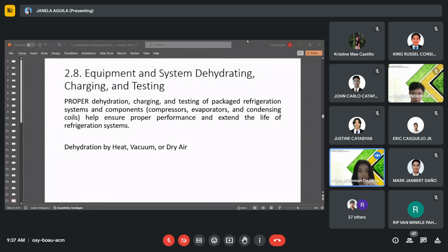Lastly is the testing. Ito sa testing, it checks the system if it has leaks. It checks the pressure levels and temperature control. Ito sa system is bina-verify lang na if ang mga components ay nag-function properly at ang system ay nag-operate as intended. Next slide.